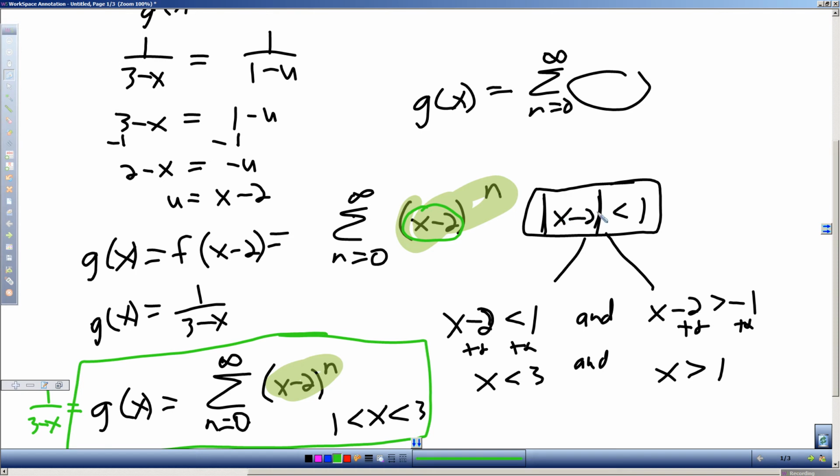Okay, so let's do another one of these. This is the more complicated part of this. What's your question? How do you write x?